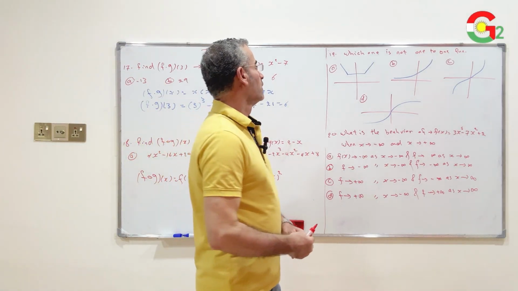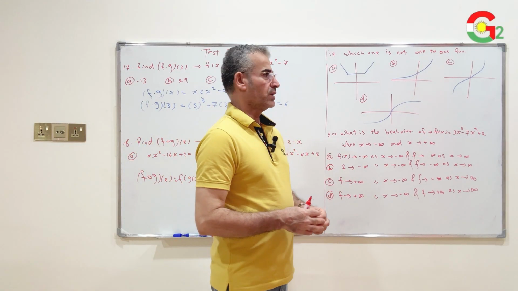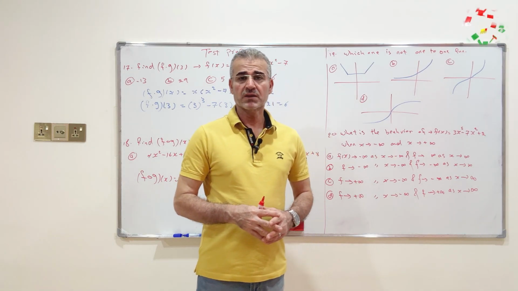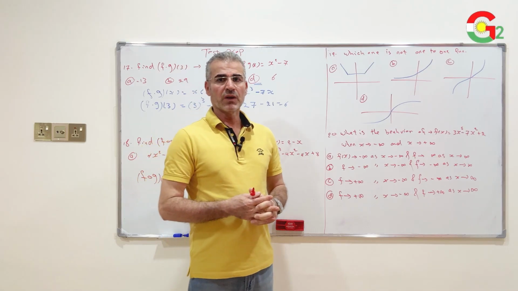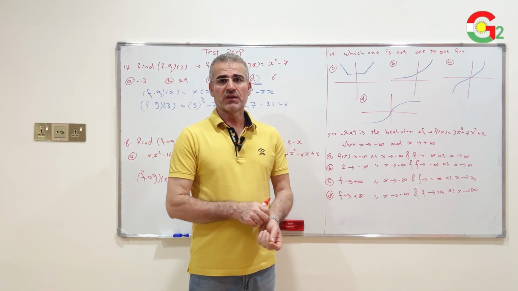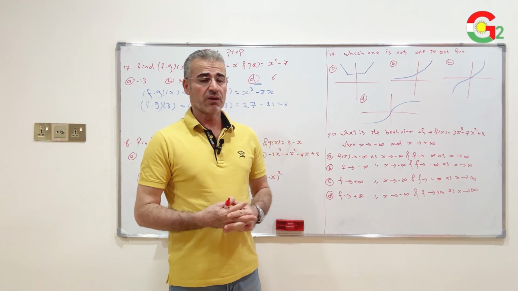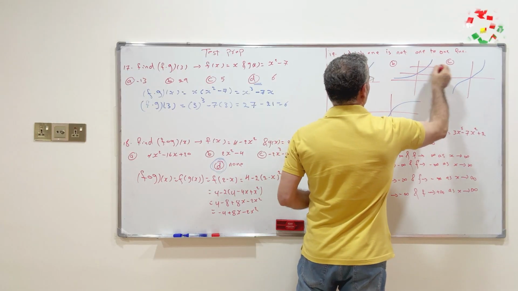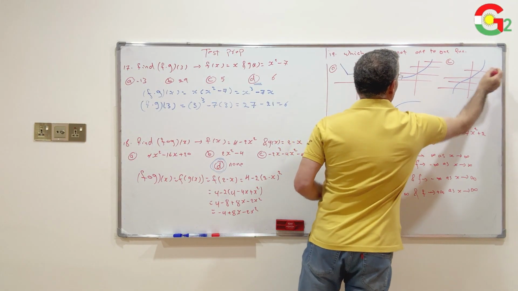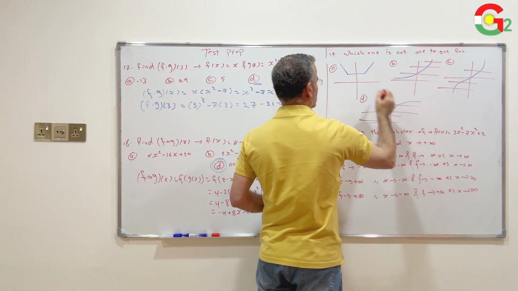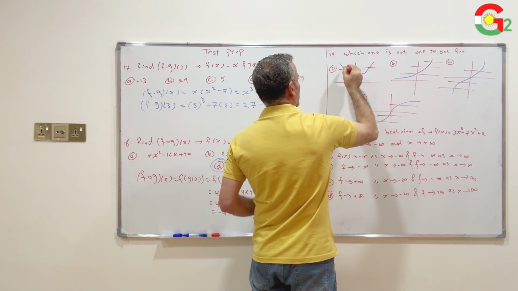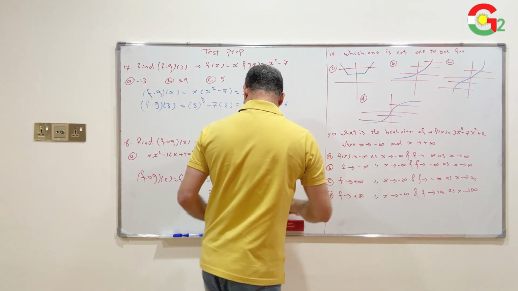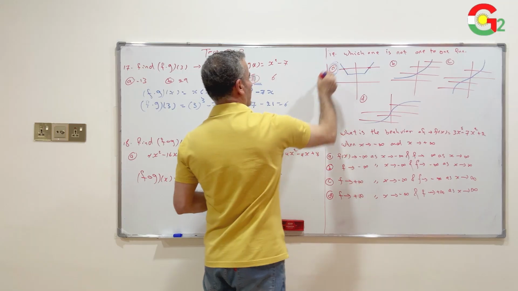Question number 19. Which one is not a one-to-one function? Here I'll use the horizontal line test. I draw a horizontal line anywhere on the graph of the function. If the horizontal line intersects the graph of the function at more than 1 point, then the graph is not one-to-one. As you see, B is one-to-one, C is one-to-one, D is one-to-one, but A is not one-to-one since the horizontal line intersects at 2 points. Then the right choice is A.